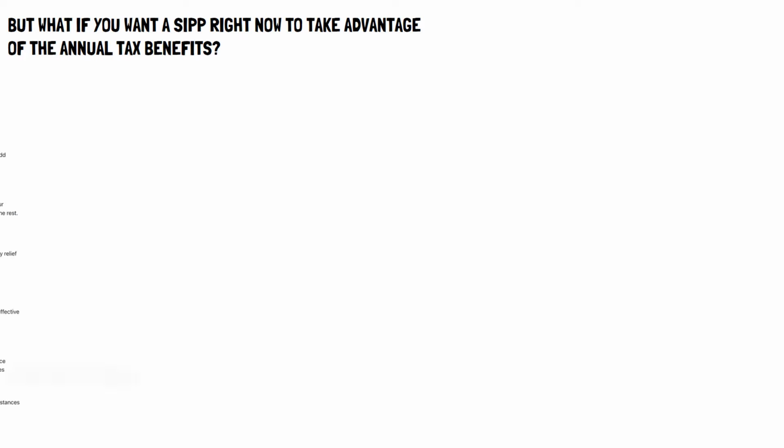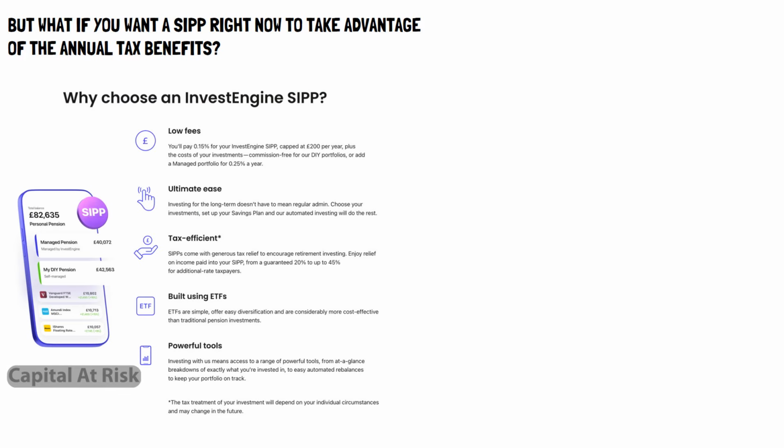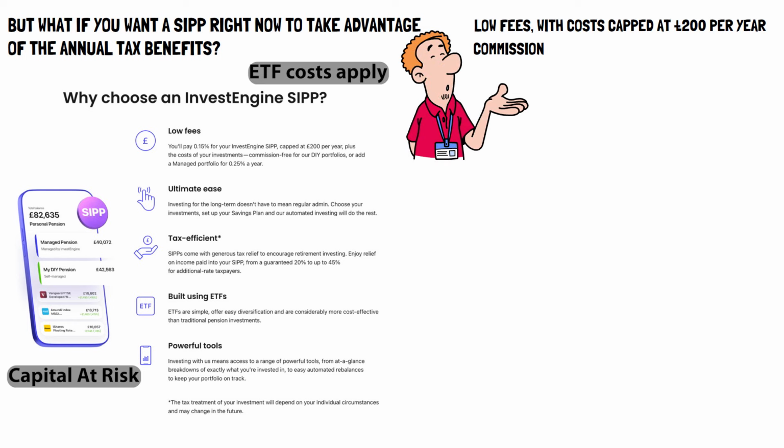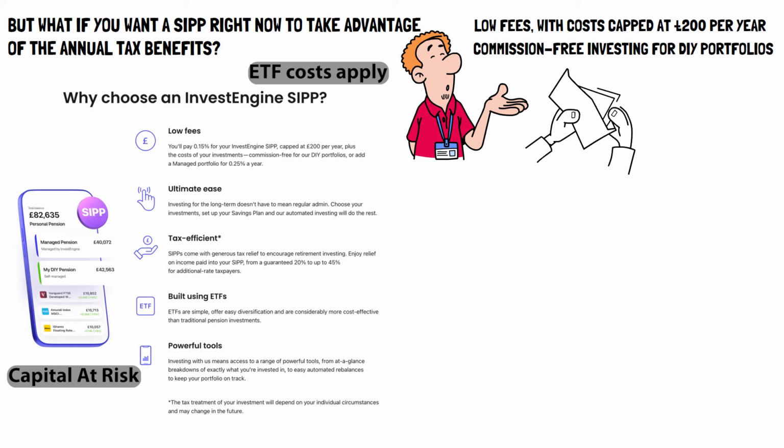But what if you want a SIPP right now to take advantage of the annual tax benefits? One of the best value SIPP providers in the UK right now is probably InvestEngine. Investors might choose InvestEngine for their SIPP because it offers low fees, with costs capped at £200 per year, and commission-free investing for DIY portfolios. It provides an easy, hands-off experience with automated investing and savings plans, making long-term investing simple.